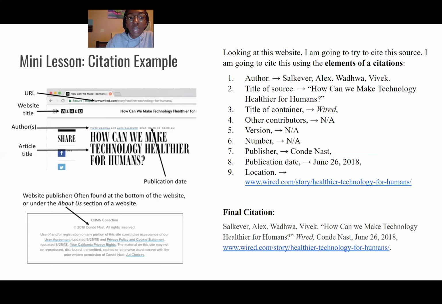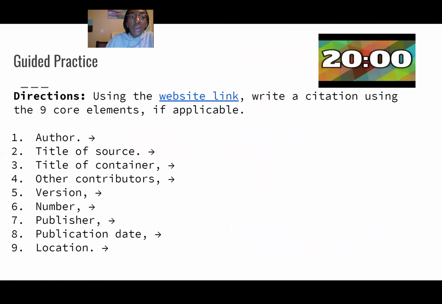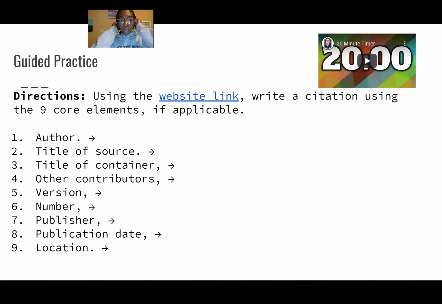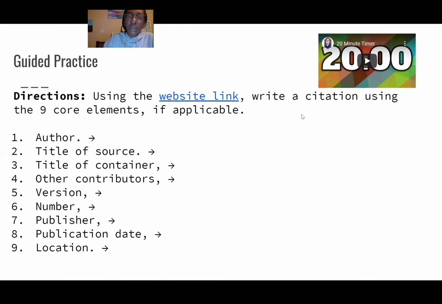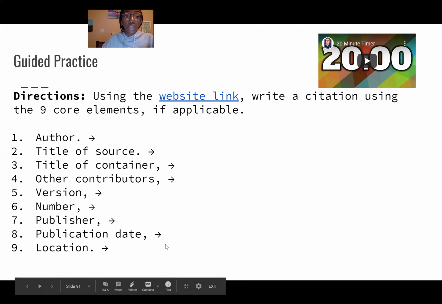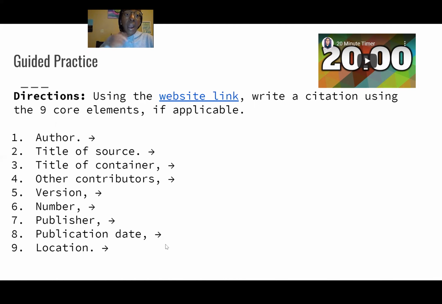All right, awesome. So you should have taken a second to pause the video and look this over. And now we're going to do a guided practice. So what I want you to do is click on this web link that I also put in your student-facing document that is online. You're going to click on that and look at the website. Based off of what you see on that website, you are going to do your best to identify the 9 core elements in order to create a citation like I did in my example.